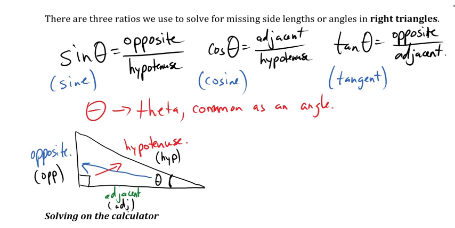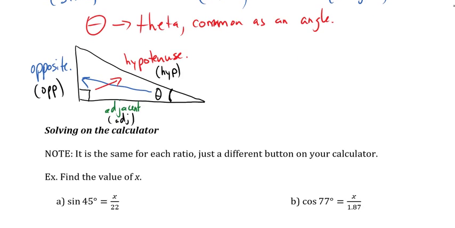Notice something very interesting. Each one of these things is in relation to the angle. I put the angle theta there just because I chose to put it there. What would happen if I moved the angle up there? Riley, what do you think would happen?